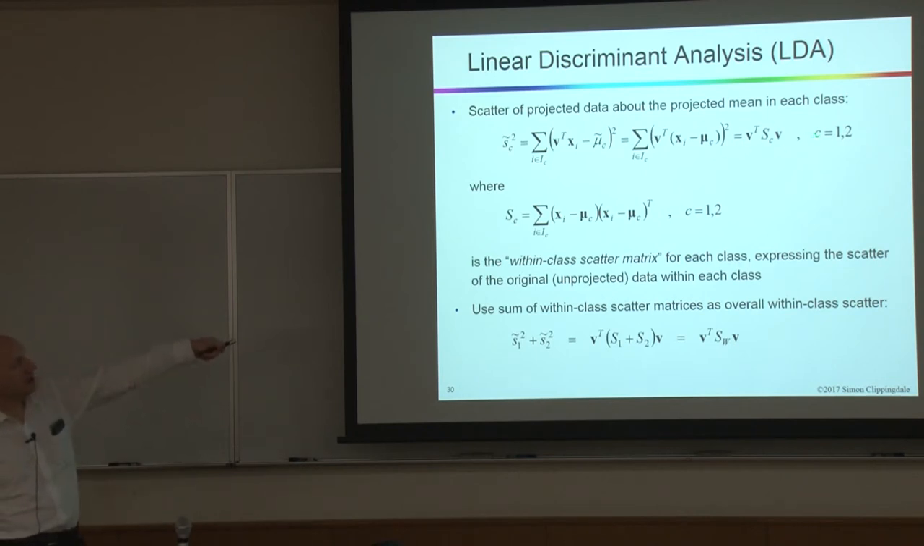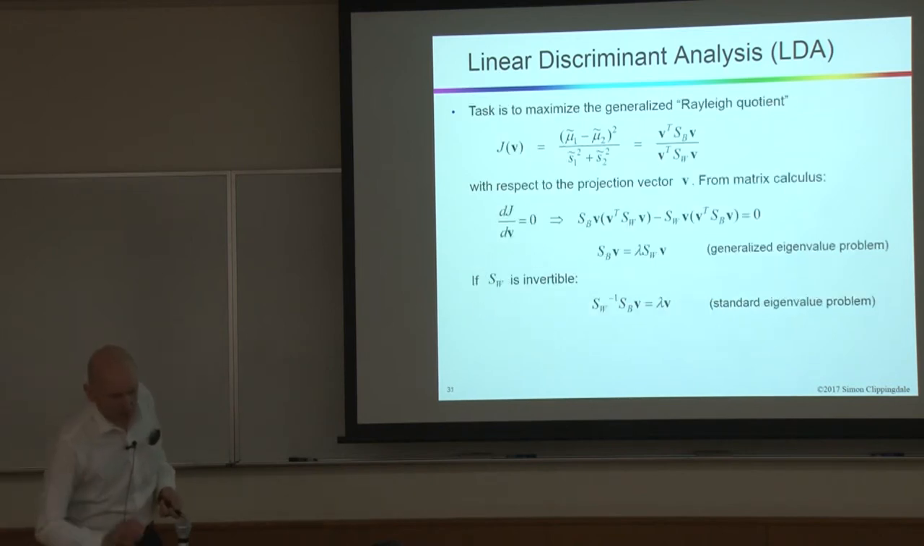You have one of these. C here is the class index, so you have one scatter matrix for each class. Usually with LDA, you just take a sum or an average of the scatter matrices. So if we combine these within class scatter matrices, we get a thing called SW, which is the within class scatter. And our problem then reduces to maximizing this thing called a Rayleigh quotient, which is this quadratic product involving the between class scatter matrix over this quadratic product involving the within class scatter matrix. And we're trying to maximize this as we vary V, the projection direction.